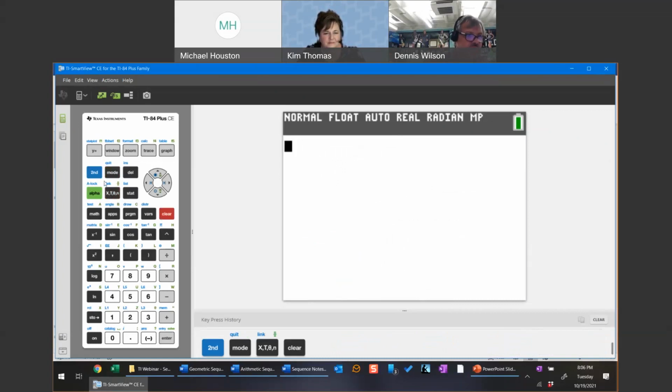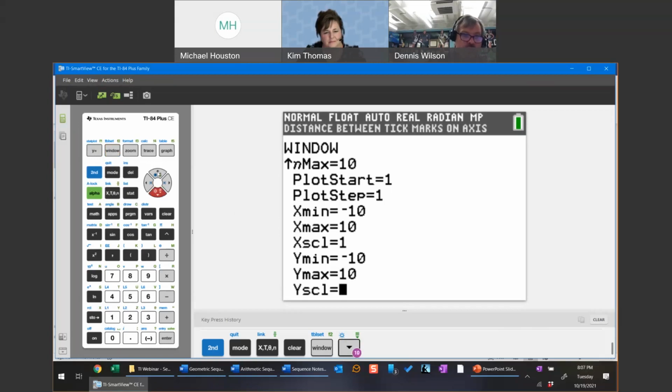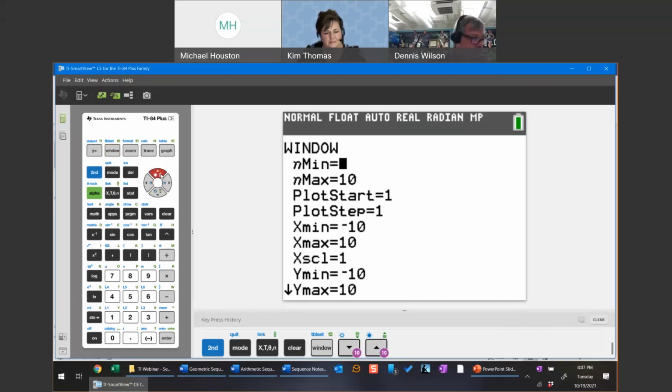The next thing I want to look at is when I press window, I have new options here in my window set. I have an Nmin, an Nmax. I have a plot start and a plot step. Under that, you'll see I have Xmin and Xmax just like I did in the window before, but there's none of the stuff that I have down at the bottom that I had in function mode.